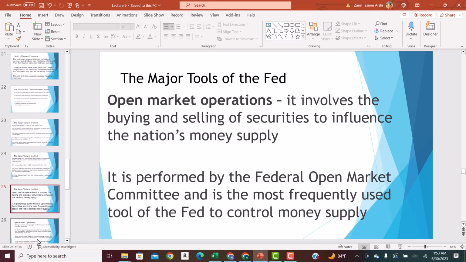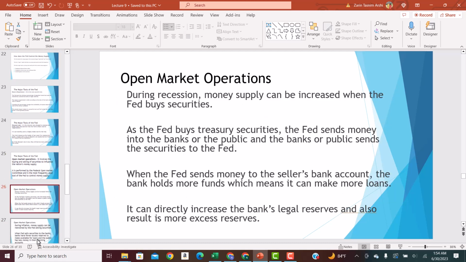The third type of major tool that the Fed uses to control the money supply is called open market operations. This is the most common and most frequently used tool by the Fed. It involves buying and selling securities to influence or control the money supply. Specifically, the Federal Open Market Committee, a department under the Fed, runs these operations. They are responsible for running the open market operations. So what happens during Fed open market operations is they buy and sell securities with the public and banks.